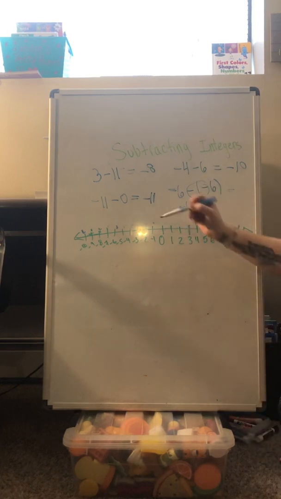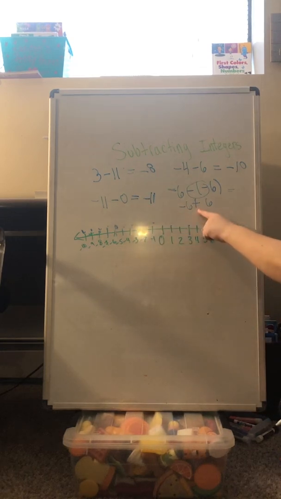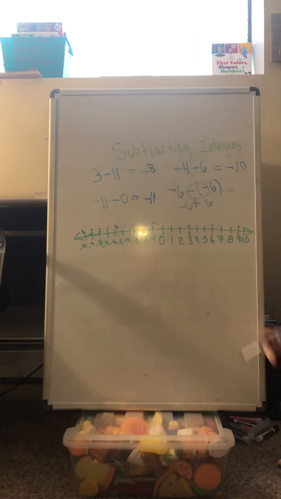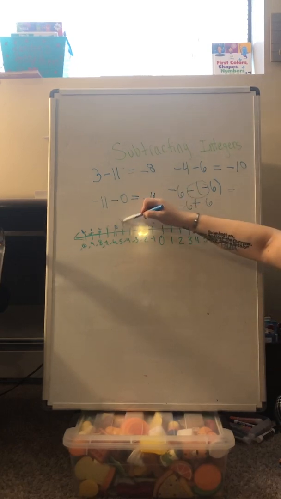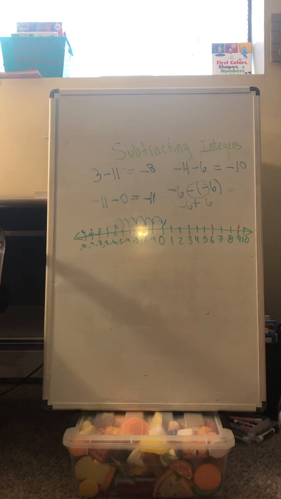So we have negative 6 as our starting point. Starting point is the same. Our direction is the only thing that's different. We're adding 6. If I have negative 6 and I add 6, where do I end up? 0. That is a 0 pair. It's called the additive inverse.